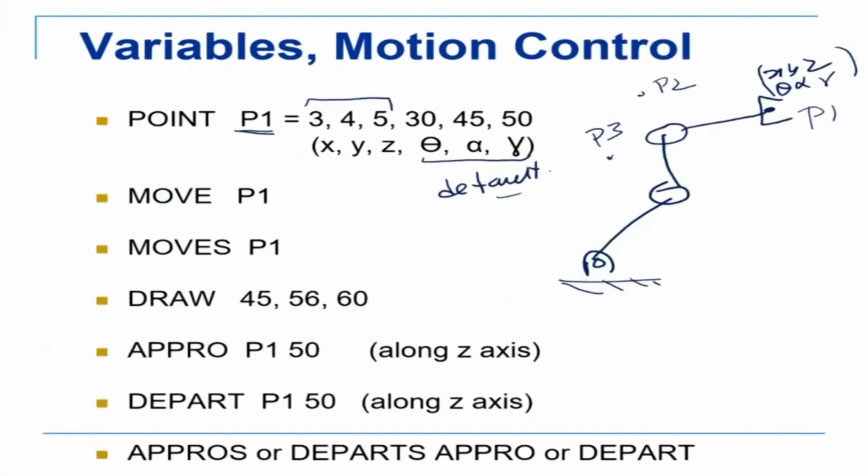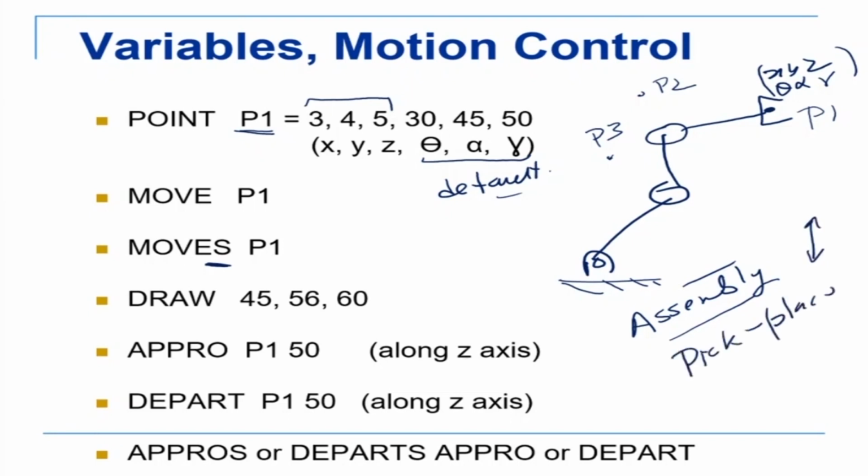Now in cases where you have to move in a straight line, there we use S. So an example is assembly. Okay, so in assembly operations, basically we have to move in straight lines. Okay, pick and place operation is another one, where you have to move in straight lines, and there we have to use moves. Okay, this means move in a straight line.